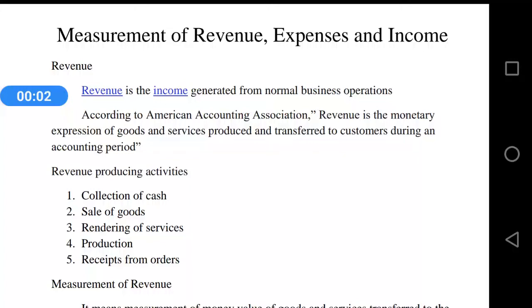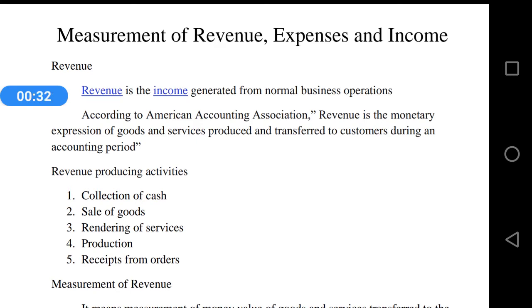Hello students, welcome back. Today we will discuss a new chapter. It is the fourth chapter, measurement of revenue, expenses and income. So it is a very small chapter, and it includes basic terms of accounting and business. Okay. First one is revenue.